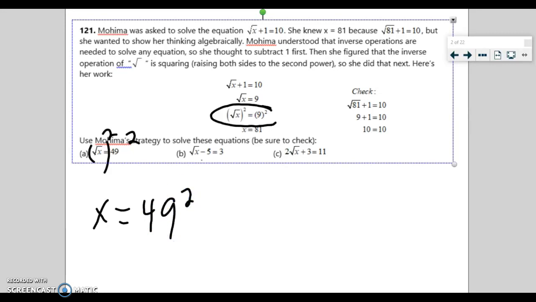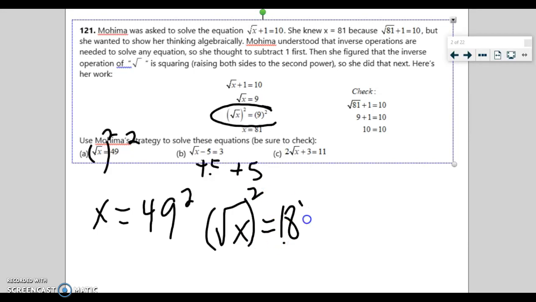But this one right here, we have to get rid of this negative 5. So in order for us to get rid of the negative 5, we're going to add 5. Whatever we do to one side, you have to do it to the other side. So in this case, this question is going to be negative x equals 8. And the same idea, we're going to square them both, and we're going to get x equaling 64.